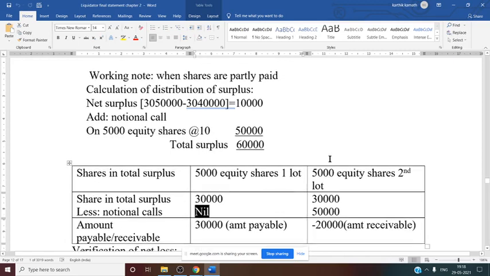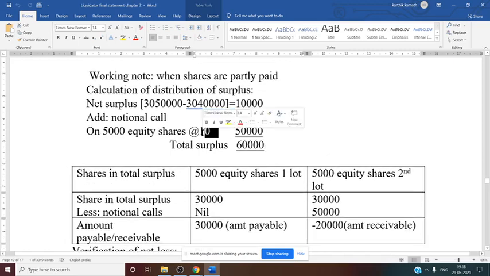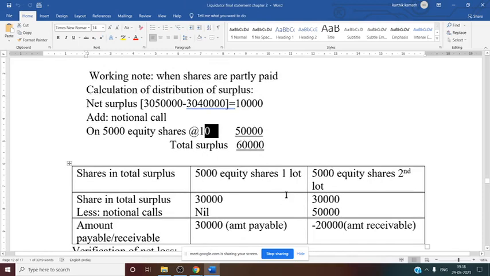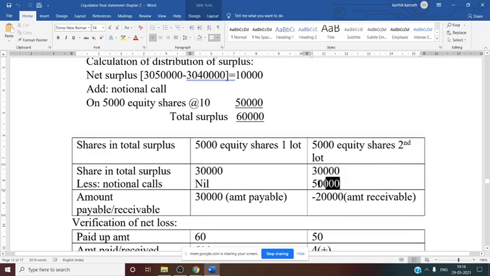That is why we have made the call of rupees 10, that is 60 minus 50, to equalize the shares. So here what happens? Now this notional call, 50,000 (5,000 equity shares at 10, 50,000), you have to deduct from the second lot. So now for the second lot we will deduct 50,000. Now you will understand. Now you will get amount payable or amount receivable.